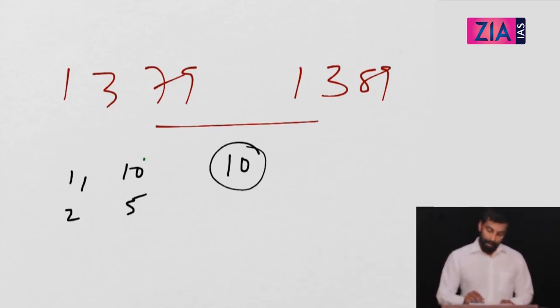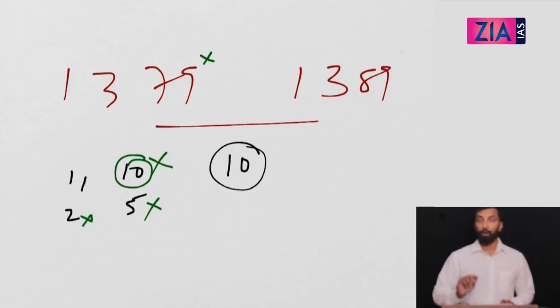You need to check whether I can divide with 10. So by looking into this itself, you understood it. 10 is not possible. 5 is not possible. 2 is not possible because these are odd numbers. What is your HCF? 1. So this is a very easy method.